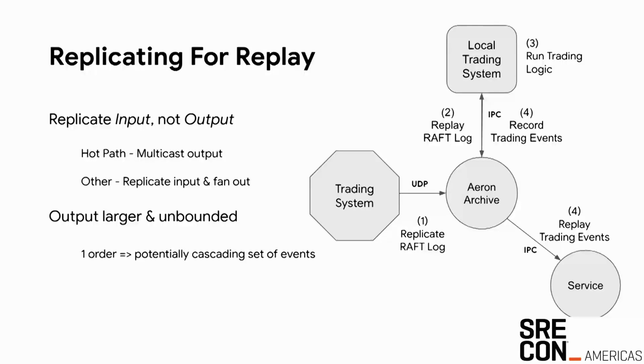So in this diagram here, we replicate our RAFT log downstream to an Aeron archive. We have a trading system run on that machine to replay the RAFT log, record trading events, and any service on that machine can replay those trading events via shared memory.